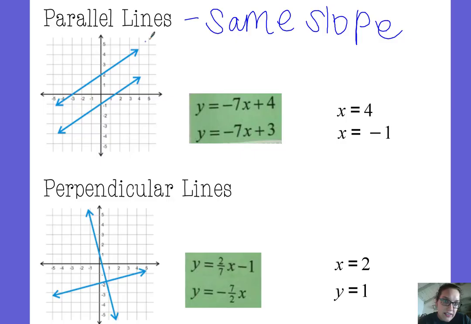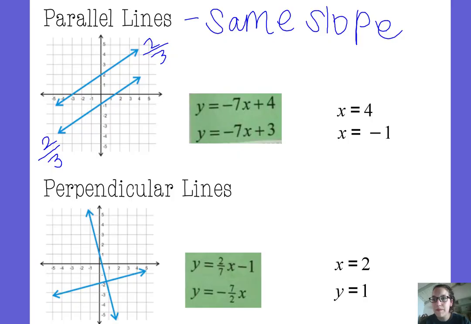So let's look at these two lines here. The slope of this line, I'm going up 1, 2 over 3. So the slope of this line is 2/3. And then here, starting at this point, I'm going to go up 2 over 3. So the slope of this line is also 2/3. Their slopes are exactly the same. So those two lines are parallel.